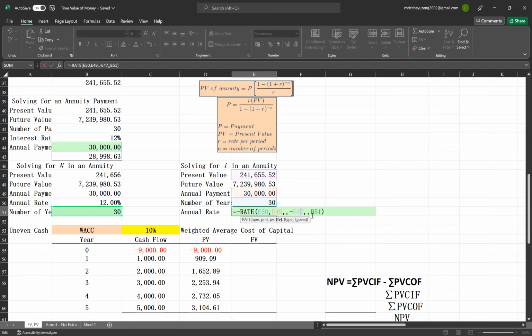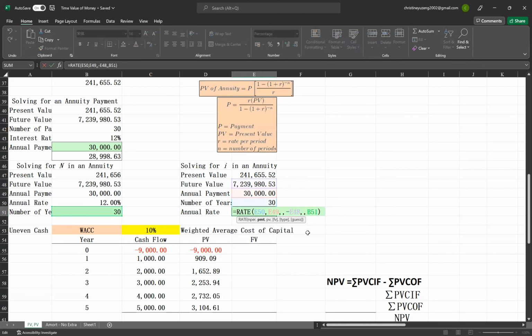FV. You should be using E40. Oh wait, shouldn't that be E48? Because it's FV, right? What's your FV? Yes, that's right. There. Okay, and one has to be negative. Negative. Okay. There, it's now 12%.